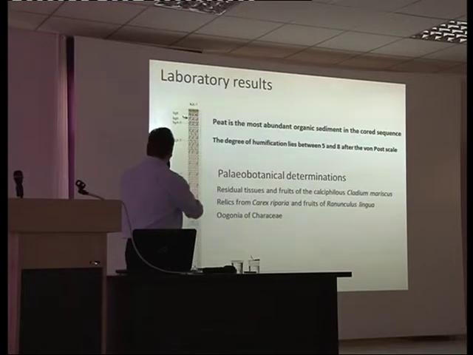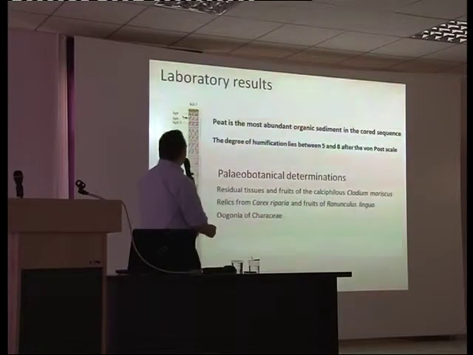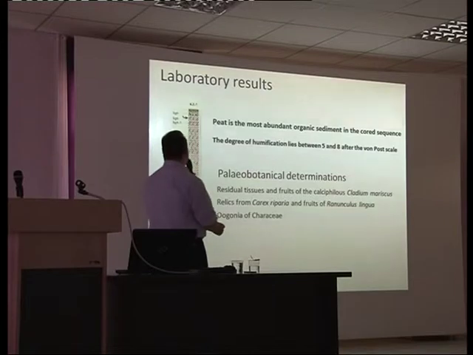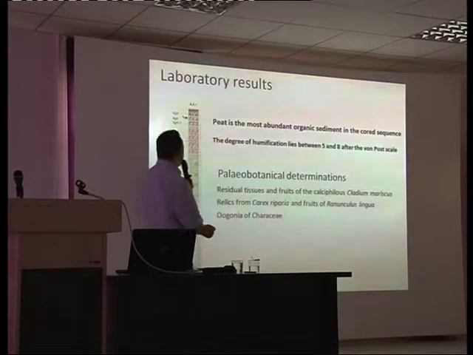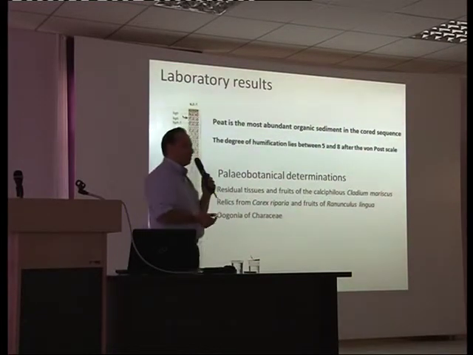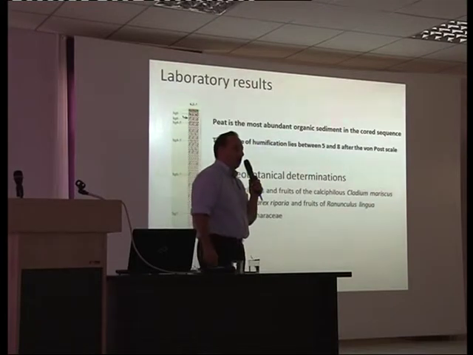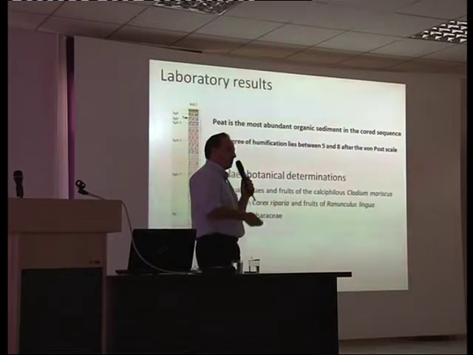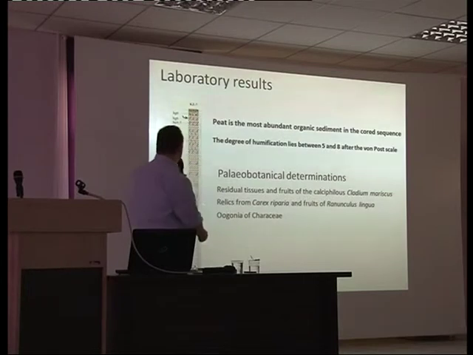Here you can see the stratigraphic column. The peat is the most abundant organic sediment. The degree of decomposition is 5 to 8 on the von Post scale. It's about how much of the organic material is humified and destroyed. You can see that as we're going deeper, it's more humified.